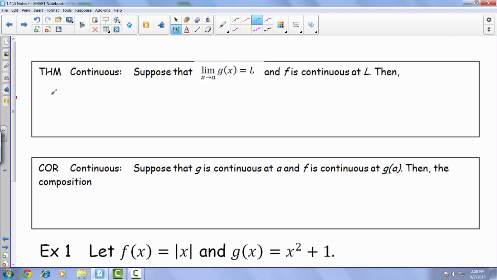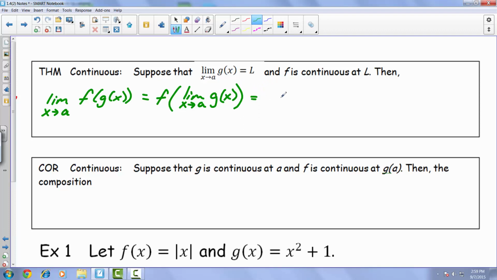Then as a result, we can say that the limit as x approaches a of f of g of x, in other words, the composition of these two functions, is the exact same thing as f of the limit as x approaches a of just g of x, which is the same thing as saying f of that limit. In other words, just finding that limit and then throwing it into that function f.